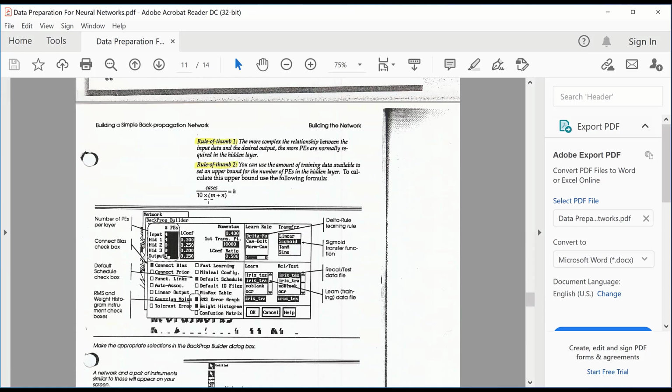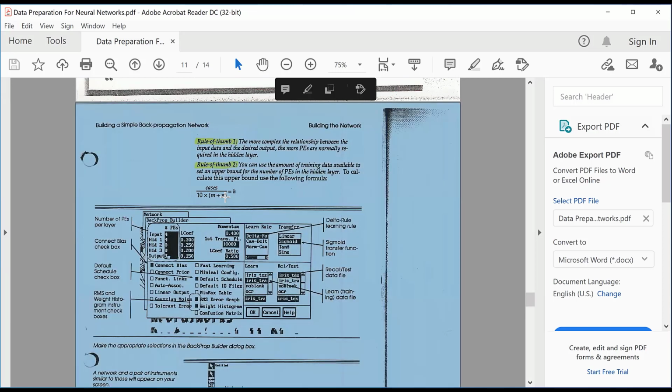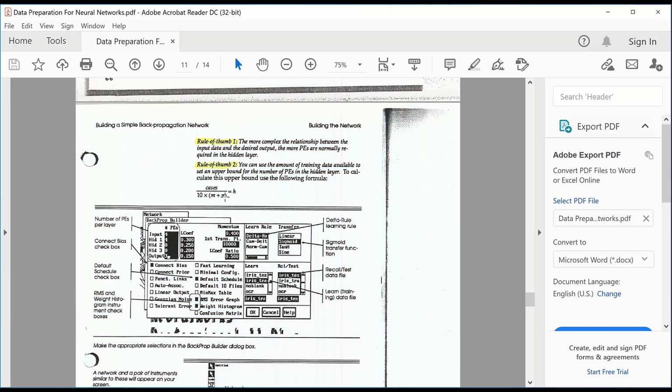It helps answer the question of, well, how many hidden neurons do you use? And they give you some rules of thumb here. This is a good rule of thumb. H is the number of hidden neurons. Cases is the number of training pairs you have. And M and N are the number of outputs and inputs. Doesn't always work, but it's a good place to start. Again, it's a rule of thumb.